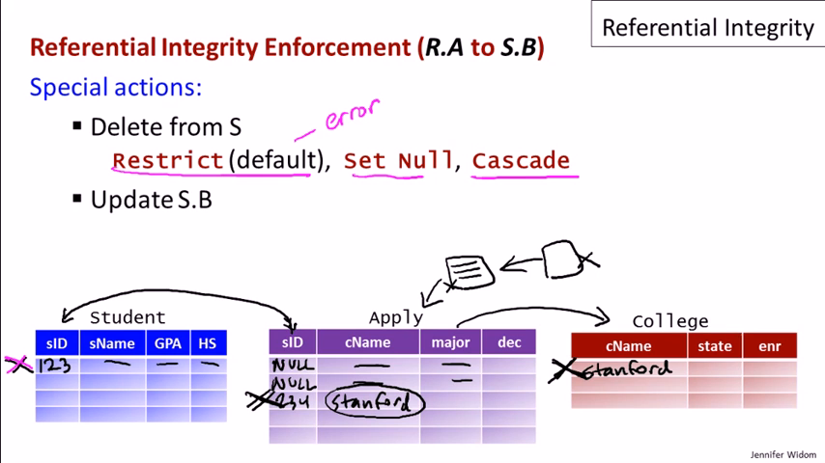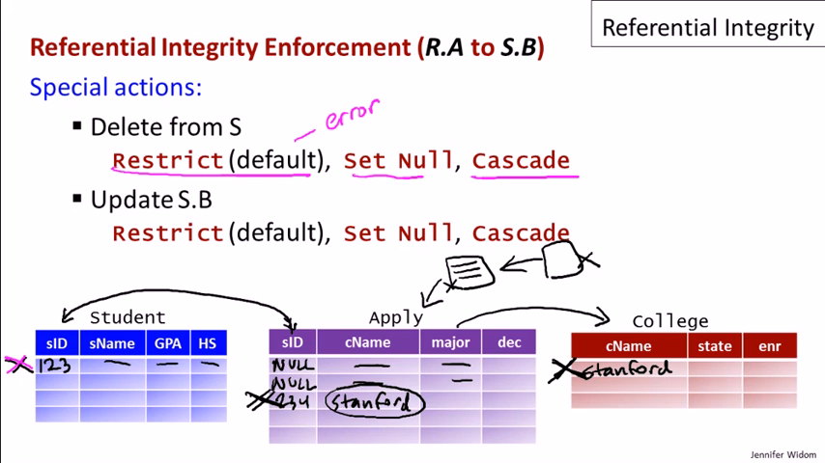Typically, cascading will only go one step, but we'll see an example in our demo where we'll set it up where a cascade will go some distance. Now, updates have a similar three options.